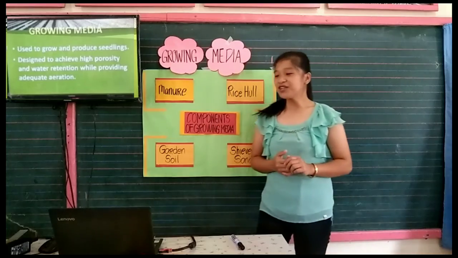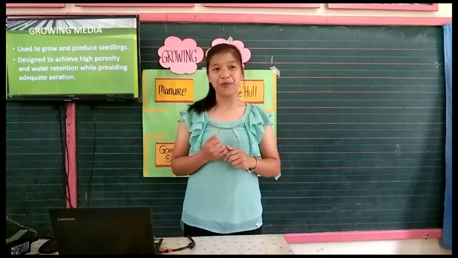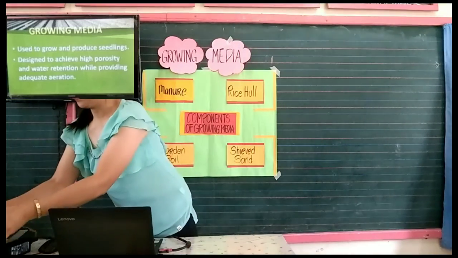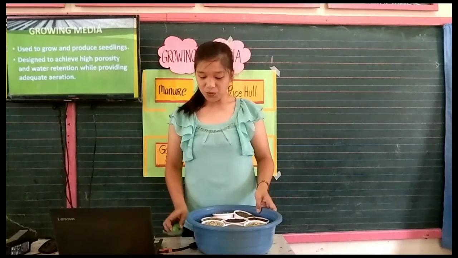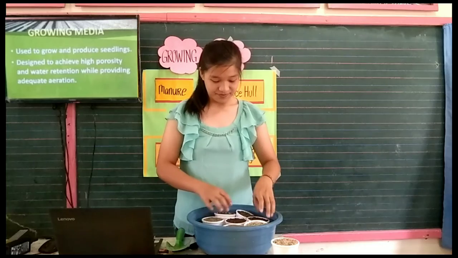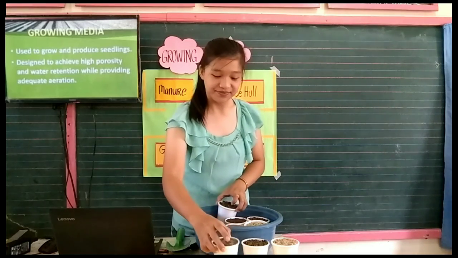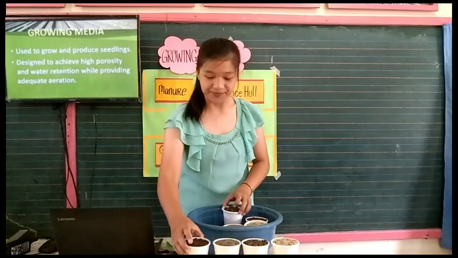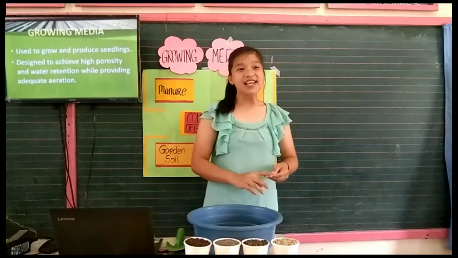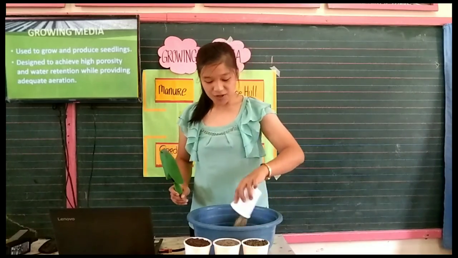Okay. Now, we are going to mix all the components. Okay, so watch me as I demonstrate proper mixing of growing media. Okay, so let's mix the components thoroughly using a spade shovel. So as you can see here, we have the materials here. Okay, we have the rice hull. We have the manure. We have the shaved sand, and we have the garden soil. First, let's mix the components thoroughly using a spade or shovel. Okay, I will pour it now.